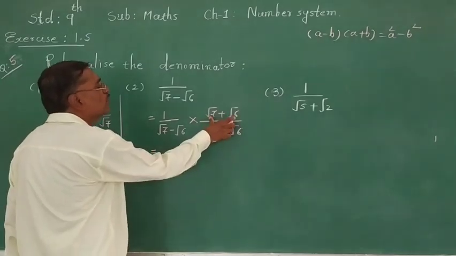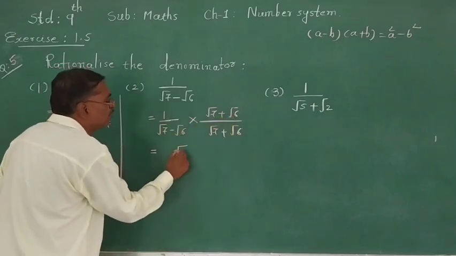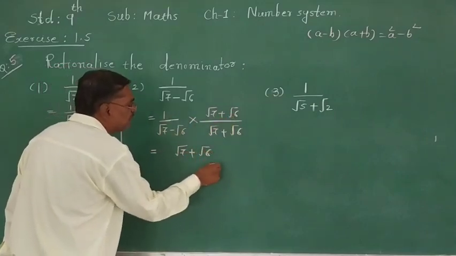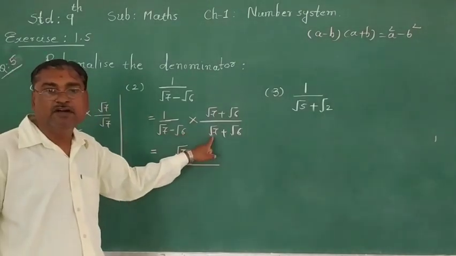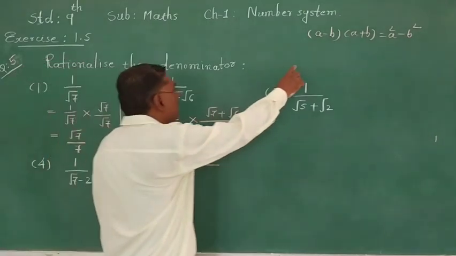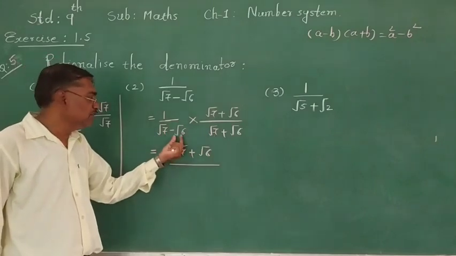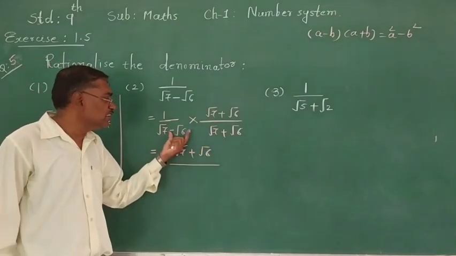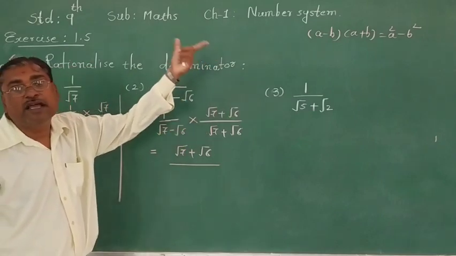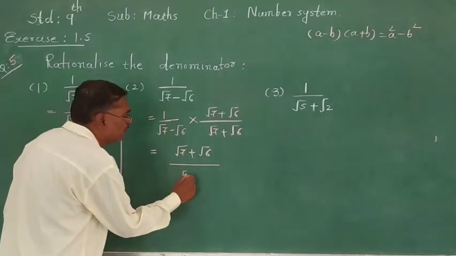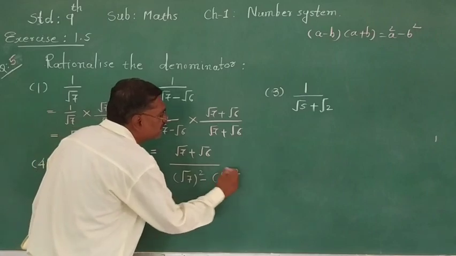Root 7 plus root 6 multiply 1. Root 7 plus root 6 ones are root 7 plus root 6. Now here root 7 minus root 6, root 7 plus root 6. We can see here a minus b, a plus b. This term and this term are the same. What is the difference? Minus and plus, or plus and minus. We can say that a square minus b square. So we can write here root 7 square minus root 6 square.